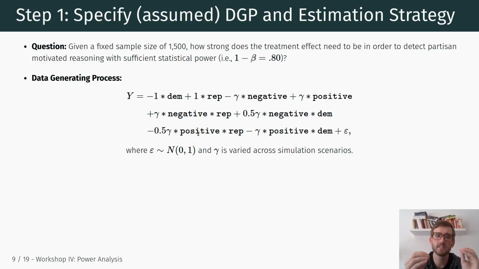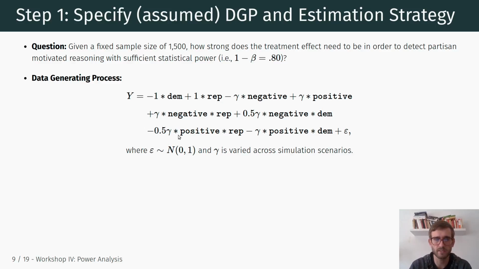The idea here is that we basically just assume that there is a ceiling effect, right? So that means that independents who receive the negative treatment should have the full effect of minus gamma compared to the control condition. For Democrats, since they already have a negative evaluation of the Trump administration anyhow, this negative effect will be slightly reduced due to ceiling effects, right?